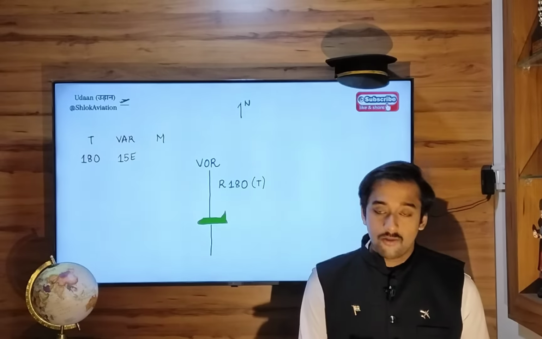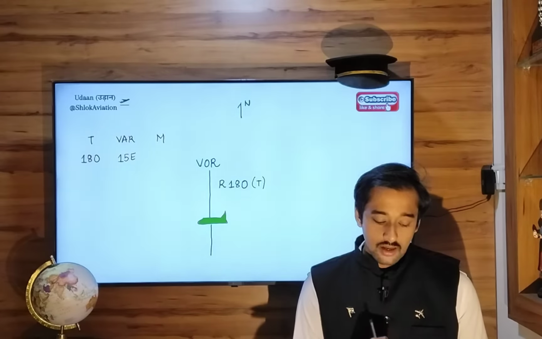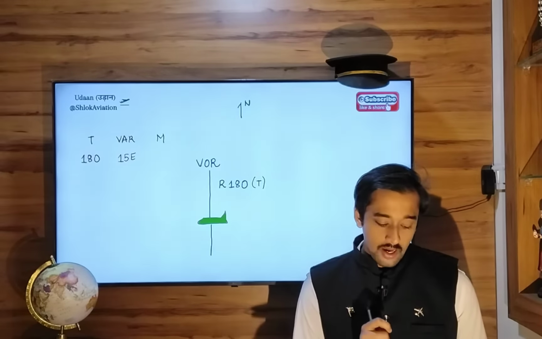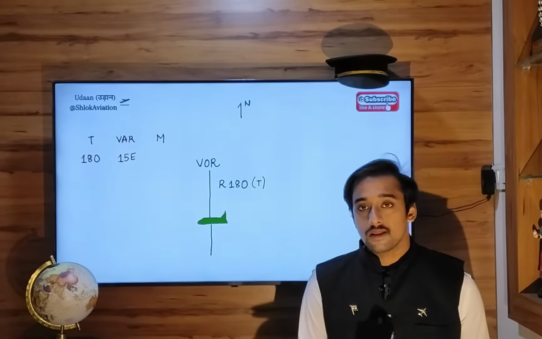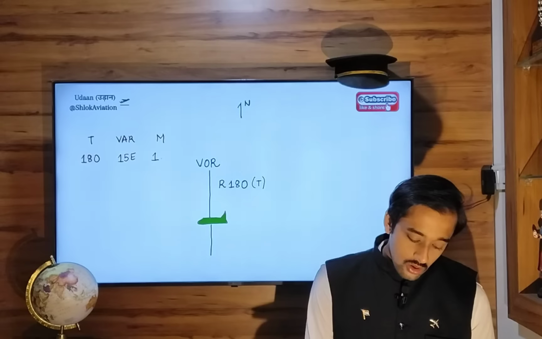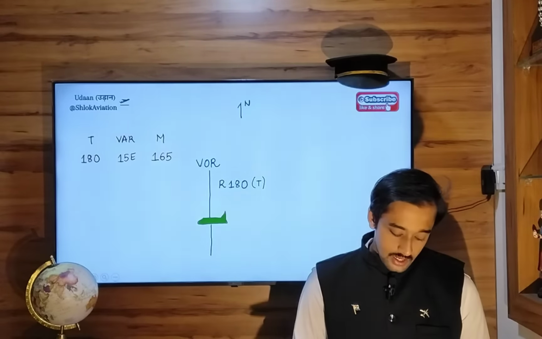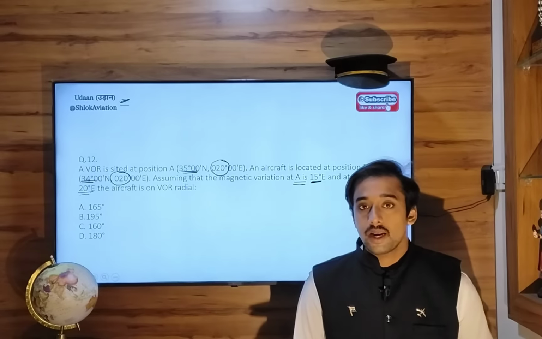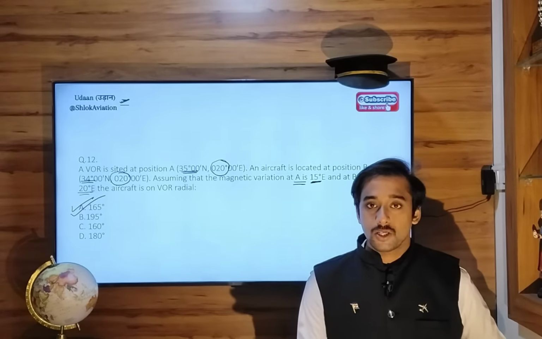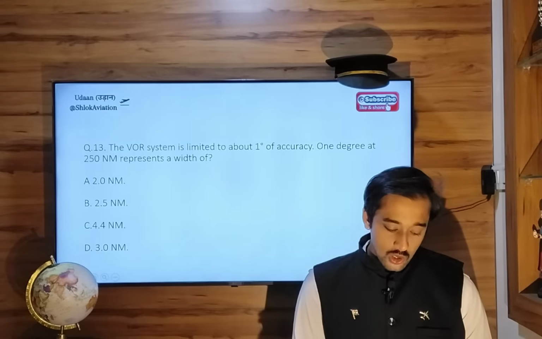So magnetic will be what? If variation is east, magnetic will be least, meaning magnetic will be less than the true direction. So less than true by what value? By a value of 15. So 180 minus 15 will be 165. So the aircraft is finally situated on radial 165. So option A is the correct option. Okay, simple. Let's go to the next question.